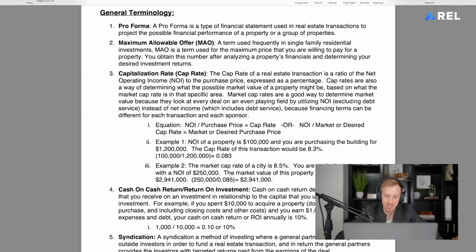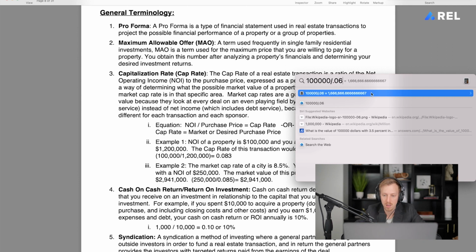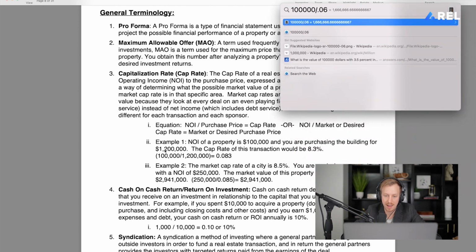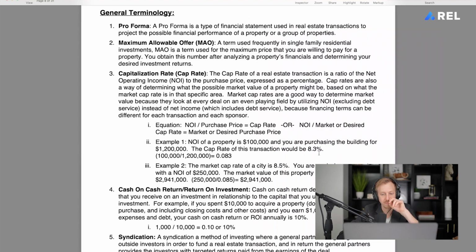A third way they can be used is to project out what the value of your property would be, right? So maybe we bought this property at an 8.3 cap rate. That is set in stone. The NOI was $100,000 and you bought it for 1.2. So you bought this property for 8.3. However, that doesn't mean the market cap rate was 8.3%. What if the market cap rate in that area was 6%? That means that the property is actually worth $1.6 million, and you bought it for 1.2. The market cap rate is 6%, not 8.3. So you got it for a great deal.